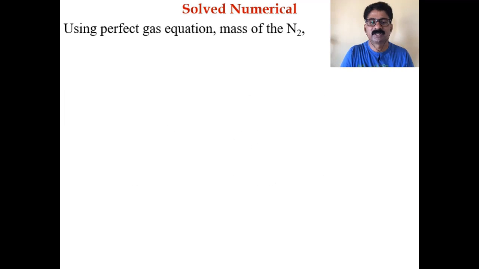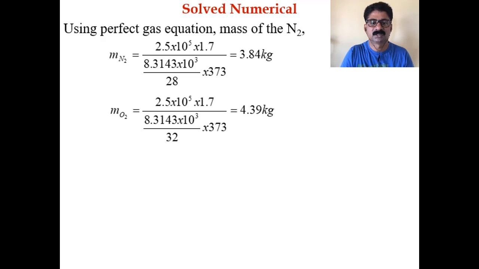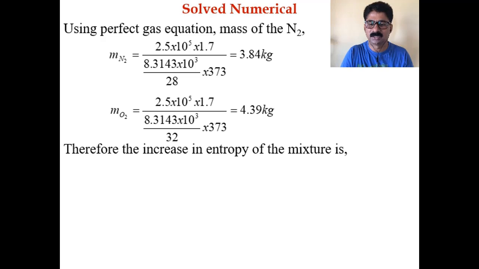Now using the perfect gas equation, the mass of nitrogen you can find out. The perfect gas equation, PV is equal to mRT, you have to use, and after proper substitution you will get the mass of nitrogen as 3.84 kg and the mass of oxygen as 4.39 kg. So the calculation I leave it to you. You make proper substitution and find the answers.